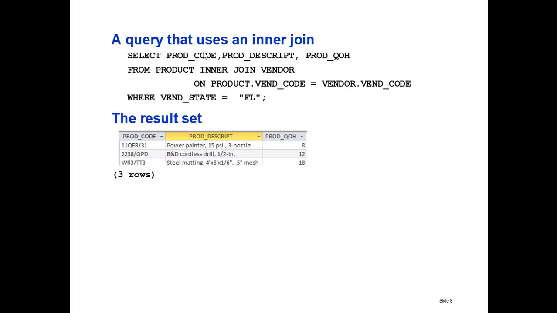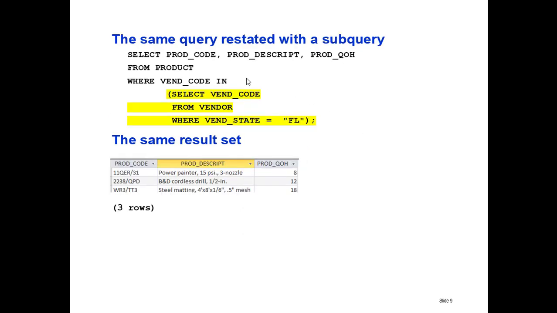Well, you know how to do joins. Here is a query with a join. And we're joining the product and the vendor, where the vendor state is Florida. 3 records are returned. Now, the purpose of showing you this here is that you can do a join in a subquery. You will place the subquery here in the where clause.